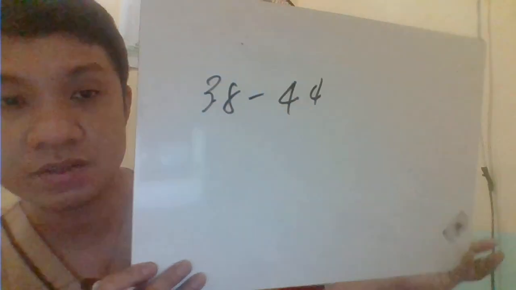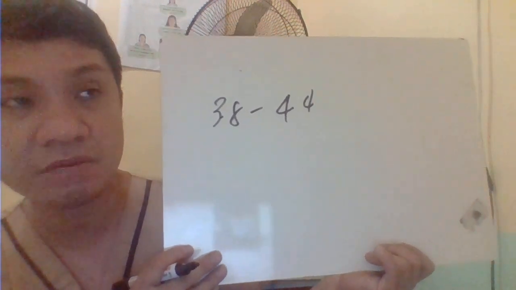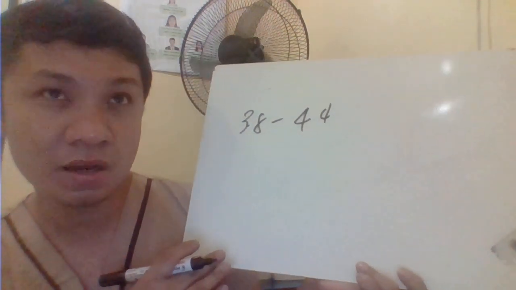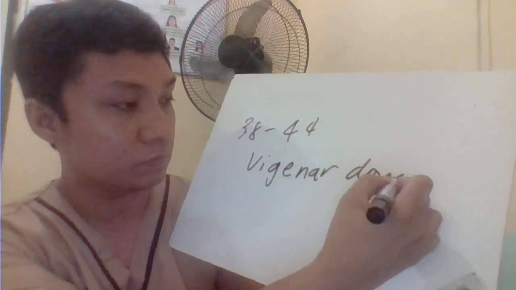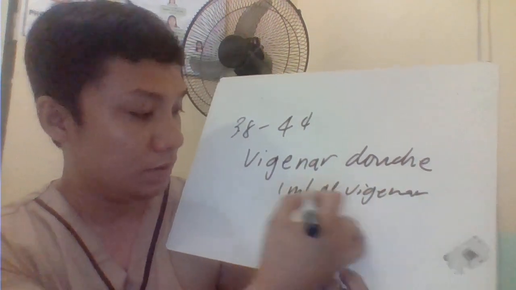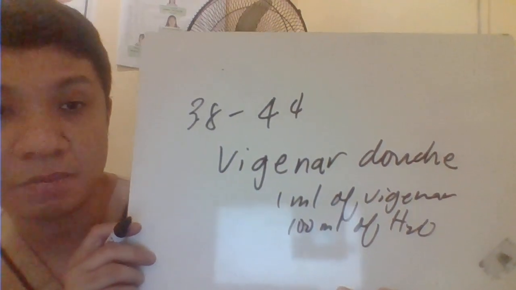Okay, usually Trichomonas vaginalis infection occurs because of the disruption in normal vaginal pH. The normal vaginal pH is 3.8 to 4.4, slightly acidic. Kung magiging alkaline ang pH ng vagina, it becomes prone to the infection. For the treatment, you could have a vinegar dose. So 1 ml of vinegar, then 100 ml of water. That will help relieve the burning sensation.